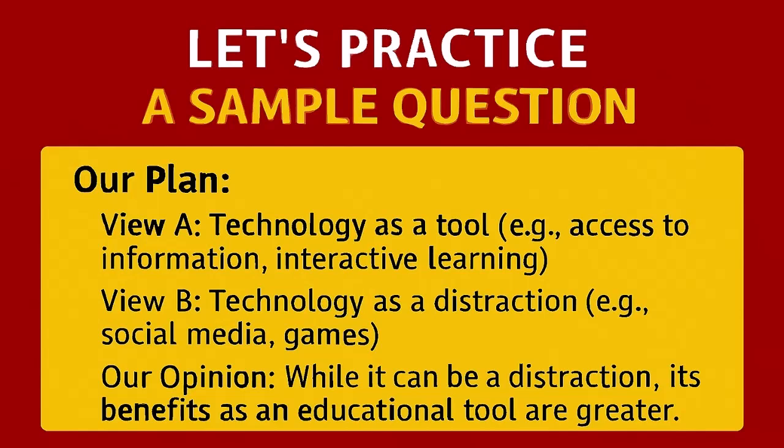We'll talk about things like access to information and interactive learning. In body paragraph 2, we will explore view B, technology as a distraction. We'll talk about social media and games. And our own opinion, which we'll state in the introduction and conclusion, is that while technology can be a distraction, its benefits as an educational tool are actually greater. We lean towards view A being more significant. This clear plan makes it much easier to structure our essay and ensure we cover all the requirements.